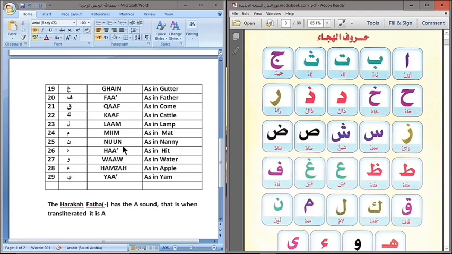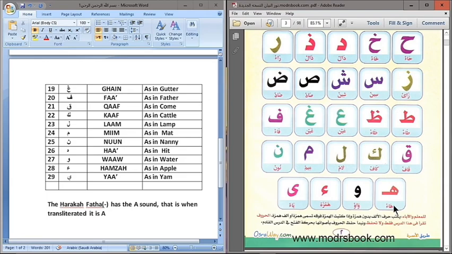The 26th one, which is this, is called ha. It's as if we bring out some vibration from our mouth while pronouncing it. Ha, with some heaviness in it, as in heat.